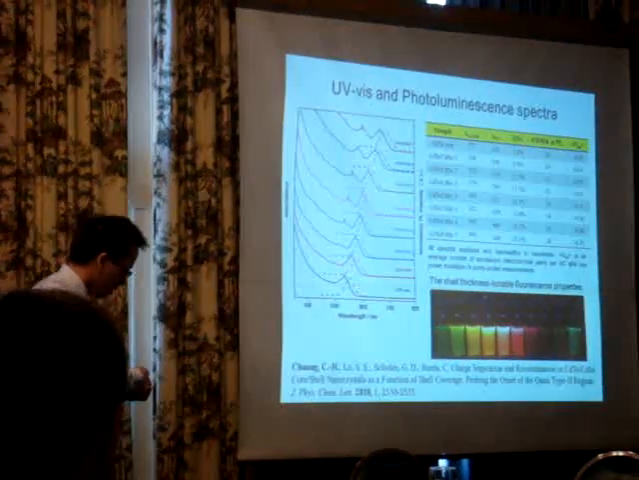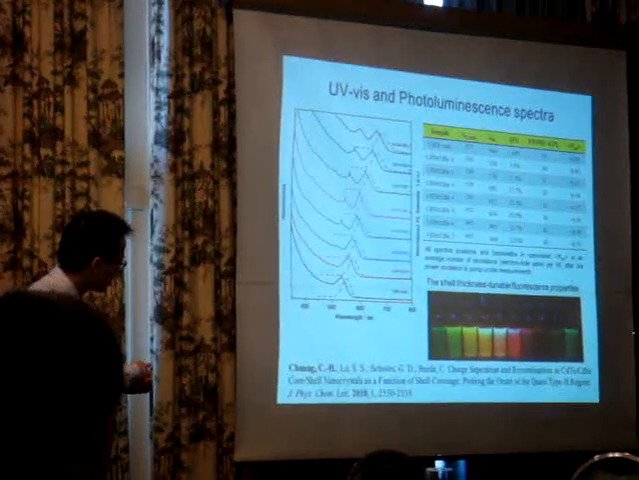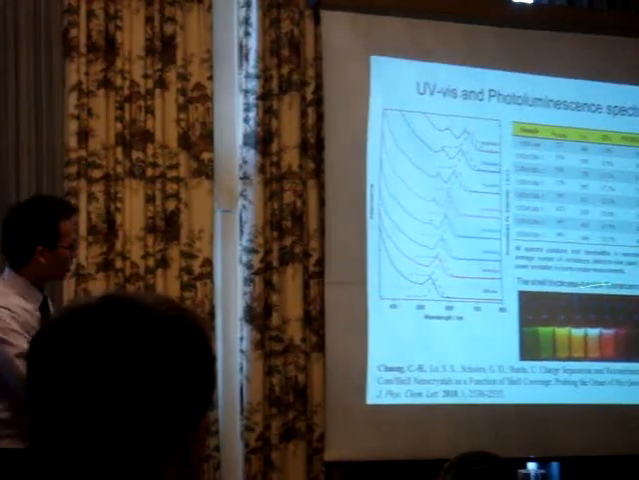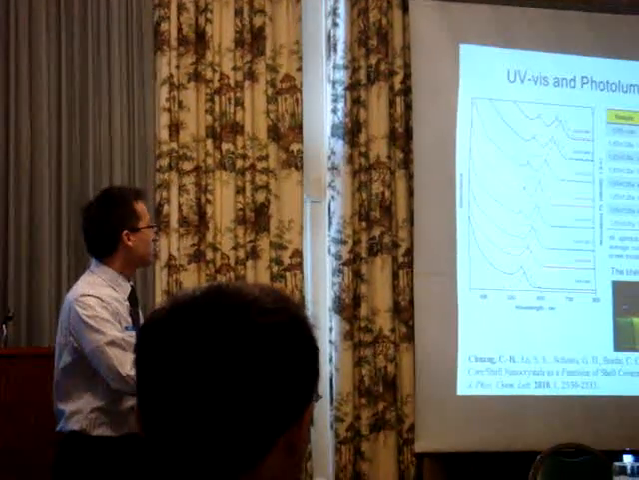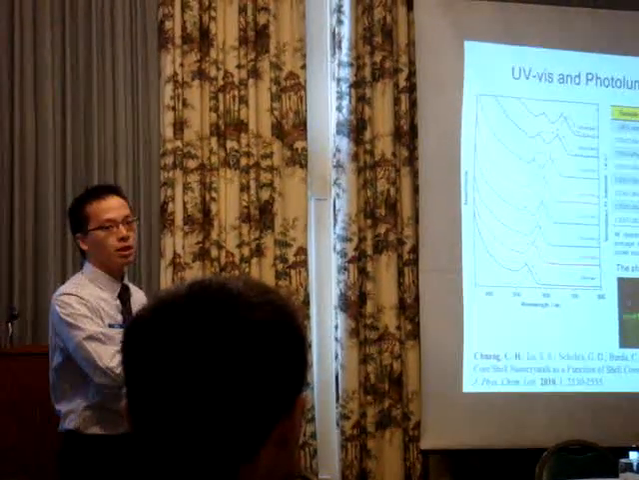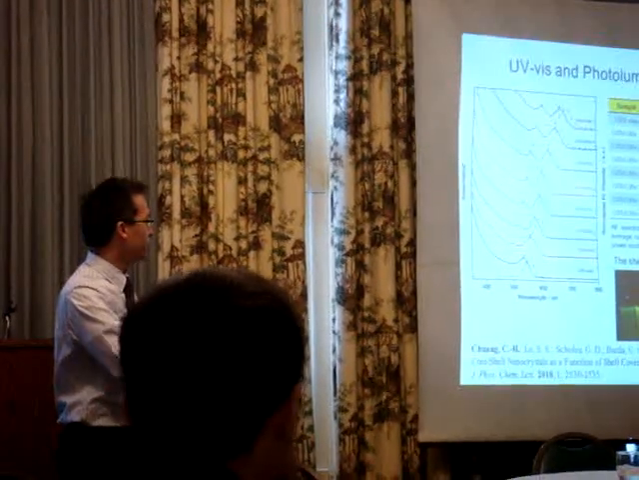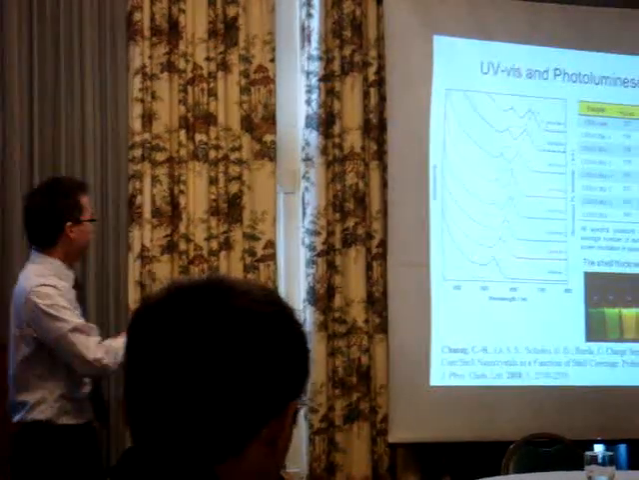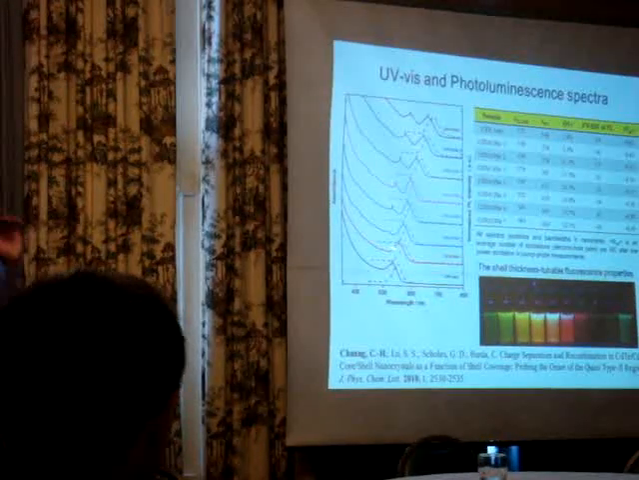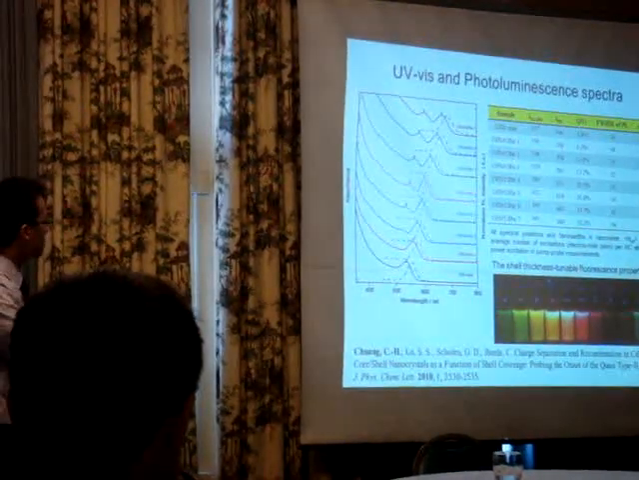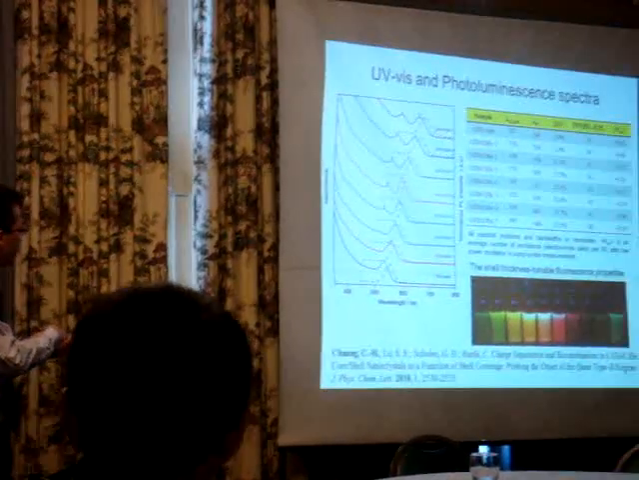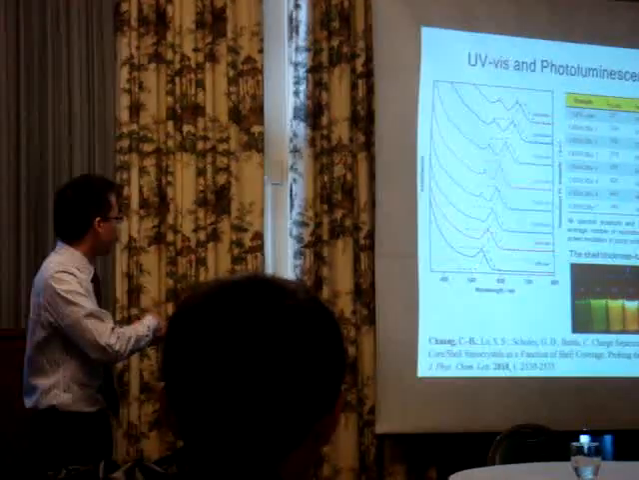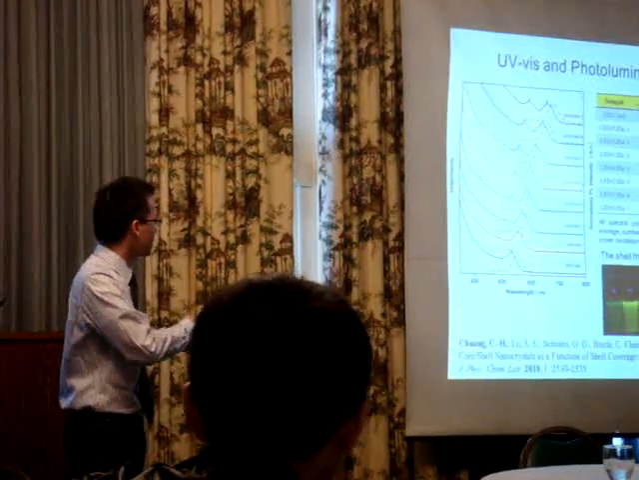So here are the core-shell quantum dots. They are colorful under UV light excitation. We are able to make quantum dots which cover the visible light range. And in this figure, I have the UV absorption and photoluminescence spectra shown in solid and dashed lines, respectively.